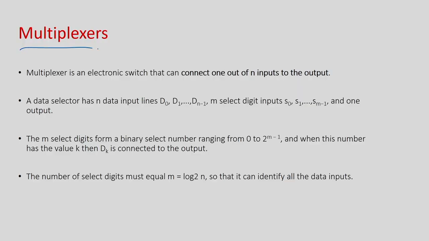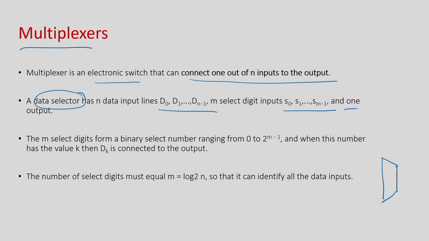We will now start multiplexer. What a multiplexer does is, it is basically a kind of electronic switch that connects one out of n inputs to the output. Okay. And so, this is also called a data selector. It has n input lines and some m select lines, and there is one output, right. So, we can usually draw a multiplexer this way.